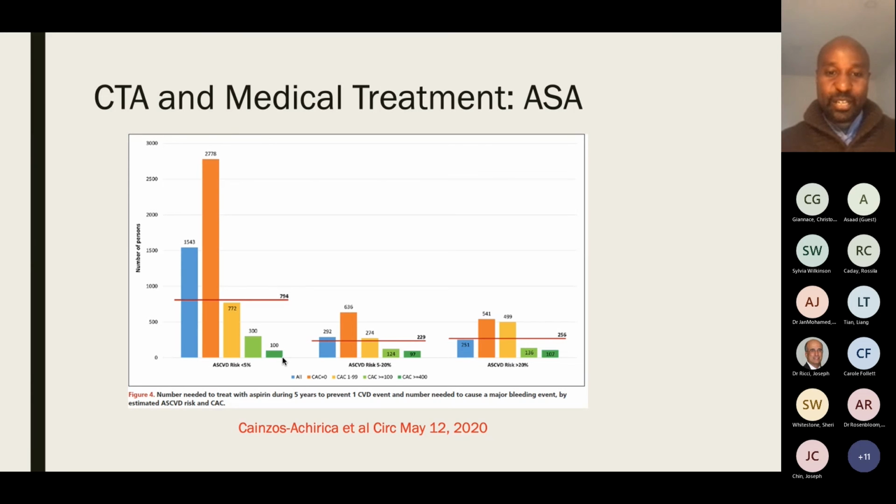Whereas you can see if your calcium score was 0, so that's the orange, there was net harm. So you actually ended up having aspirin being a net harmful intervention because your risk of bleeding far exceeded your benefit. So baseline risk as stratified by calcium scoring helped you predict which patients are actually more apt to benefit from aspirin as opposed to be harmed.